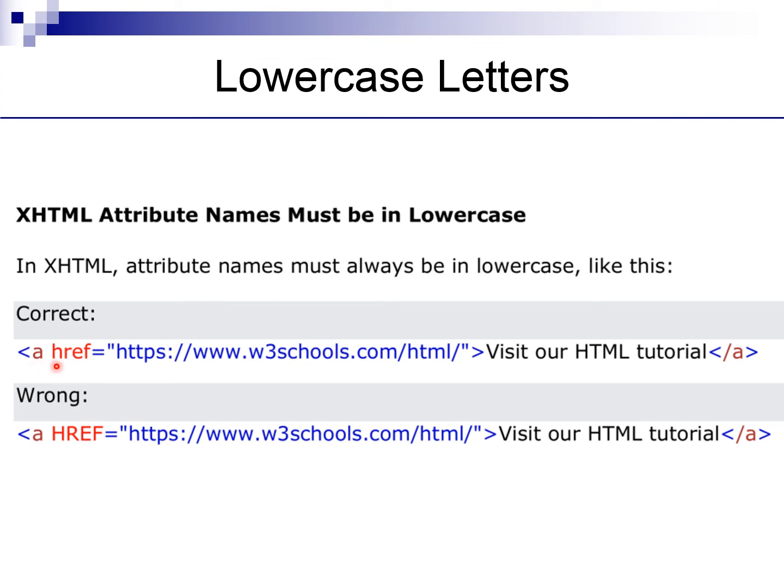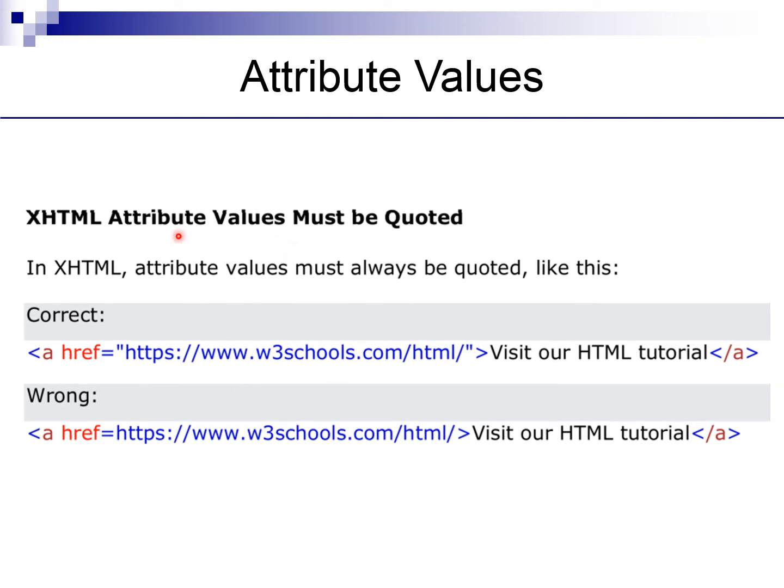For the anchor tag, we have the attribute name href in lowercase, and this is correct. But when we look at the second example, here we can see href typed in capital letters, and it is a wrong way to represent. Another rule is that XHTML attribute values must be quoted. In the first example, which is the correct way to represent, here we see the values of href within the double quotes. But in the second example, which is a wrong way, we have not placed the value of href within the quotes, and this is a wrong way to represent.